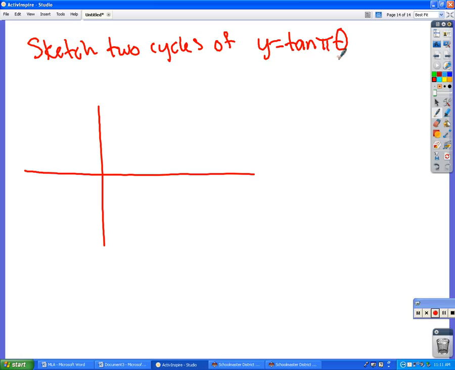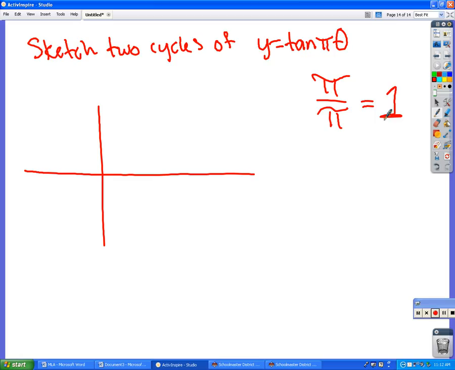And so in the other ones, we found out the period by going 2 pi divided by b, because the period of our original function was 2 pi, but the period of the tangent function is what? Pi. So to find the period of this graph, I have to go pi divided by pi, which is 1. Okay? So this is going to have a period of 1.